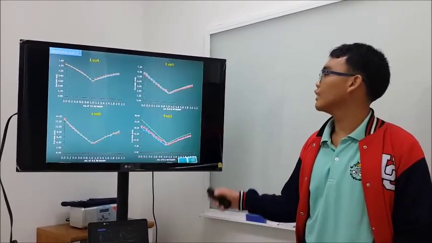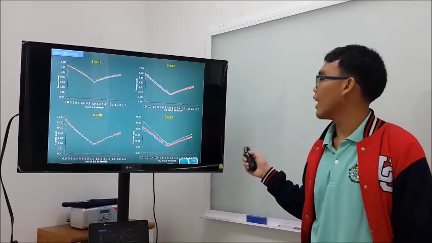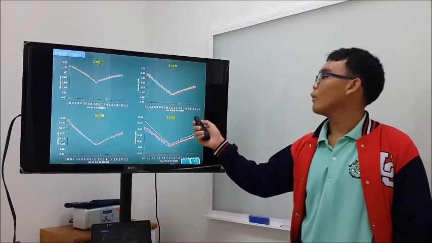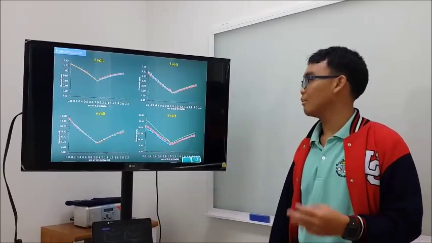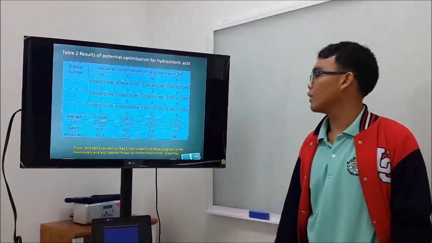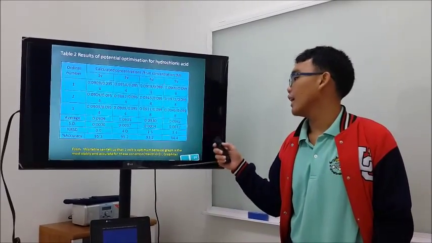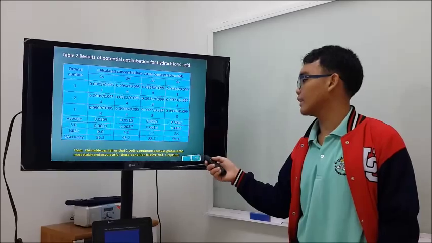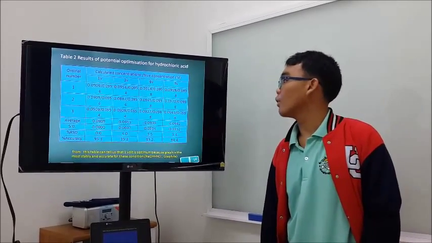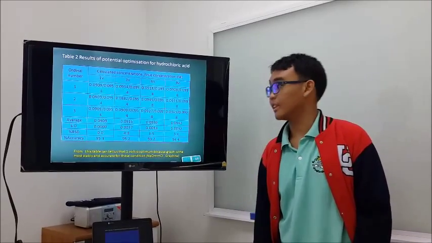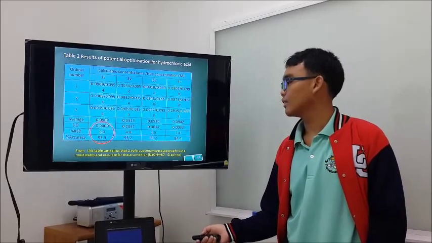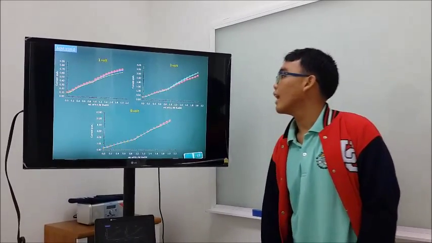This is a comparison of the 1, 3, 6, and 9 volt titration graphs. You can see that for 1 volt the time of titration is the same value. And from the results, SD, RSD, and accuracy of 1 volt are the best. So 1 volt is the suitable voltage for hydrochloric acid. Acetic acid.